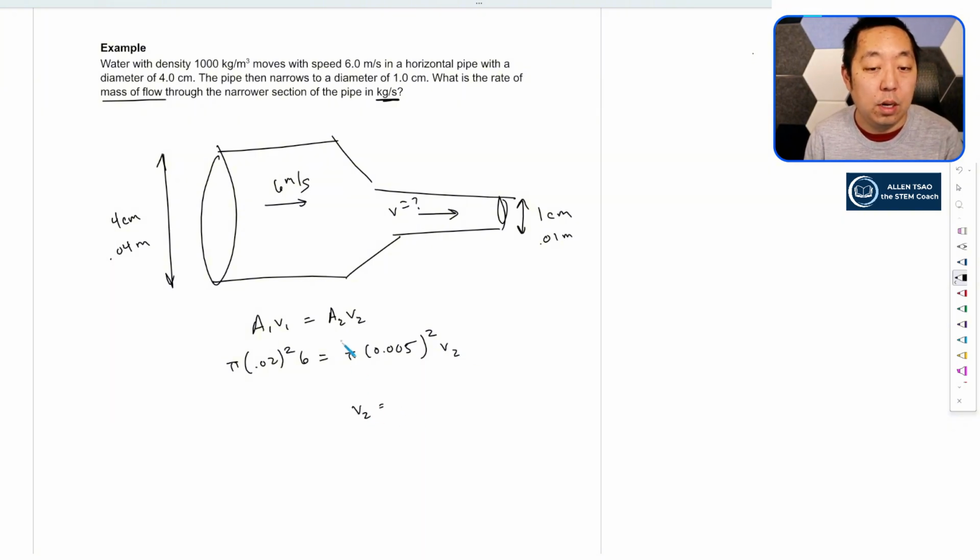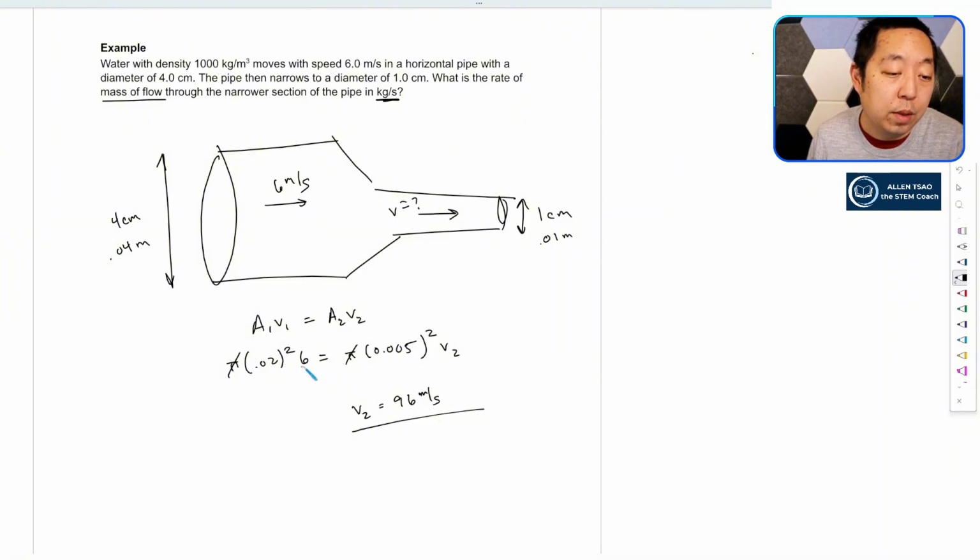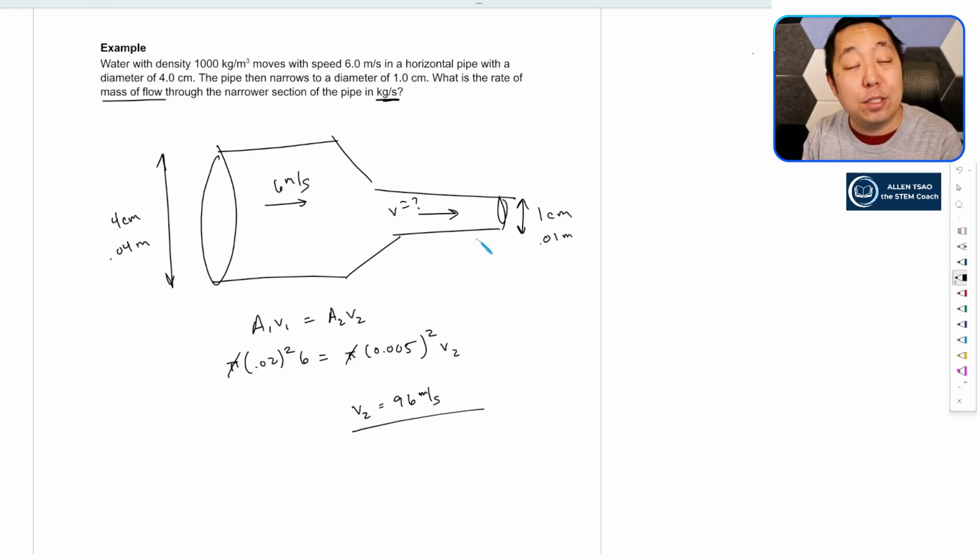v2 should be, well, the pi's cancel. You can do this by proportional reasoning, which is what I was just trying to do. But it should be 96 meters per second. Proportional reasoning would say, oh, the radius is dropping by a quarter. So if you do a quarter of the radius squared, that's a 16th. So it has to be 16 times more the velocity to make it the same. But you can just solve it like that. Okay, so that's how fast the water is moving.